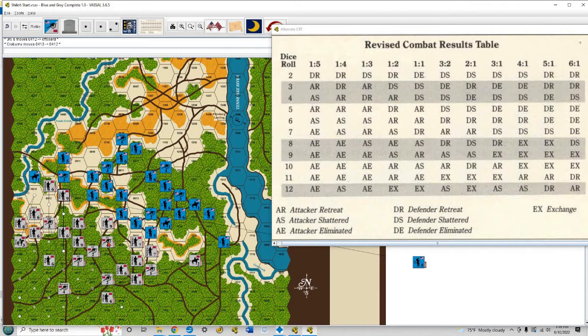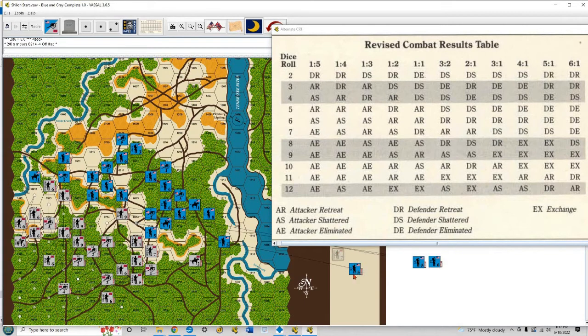I'm going to say that this artillery can shoot down this line here. So 9 and 4 is 13 and 6, 2 to 1 odds. Defender shattered. Another shattered unit. Move those guys in. So we've got a 7 to 5, a 1 to 1 here, and an 8 to 5. So these are both 1 to 1s. 1 to 1, 12 is an exchange. Oof. Okay.